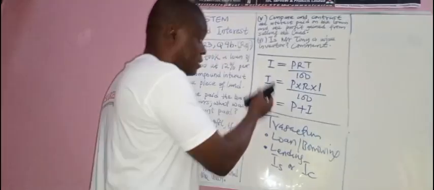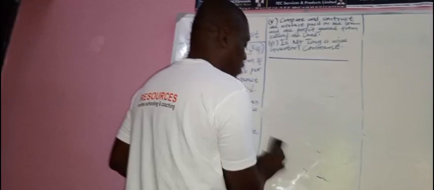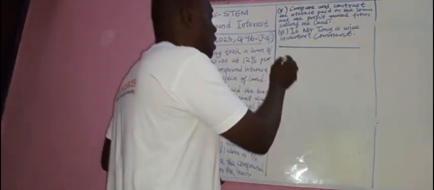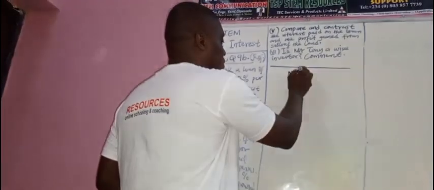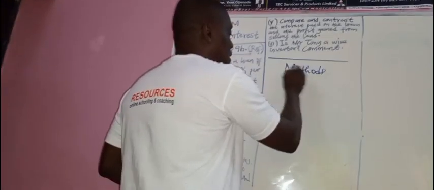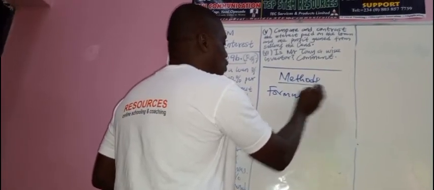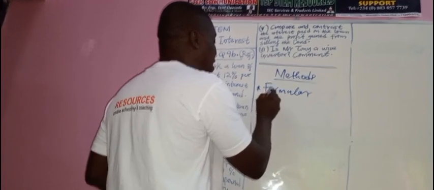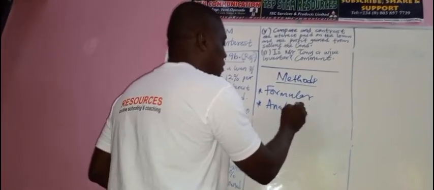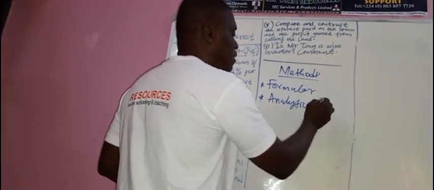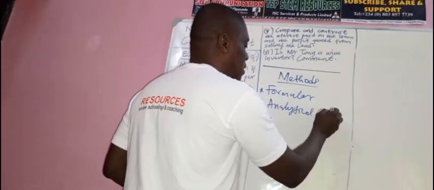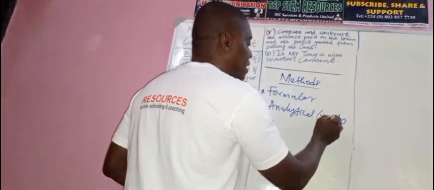Now, in this method, I shall be looking at 2 different methods. I want to clear this now. There will be 2 methods of computing compound interest. There is the formula method, which I would want to use first. Formula method. Then there is the analytical method. Analytical method. This one is per yearly basis, where you do the computation on yearly basis.